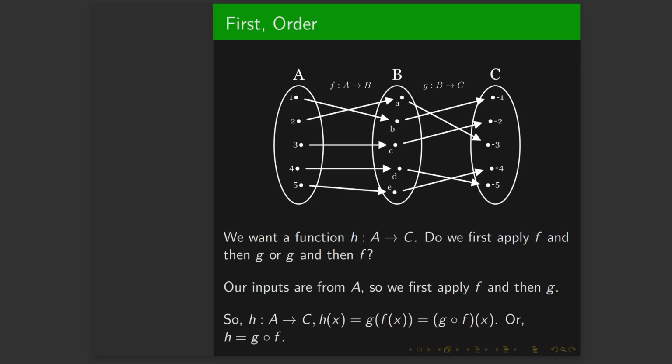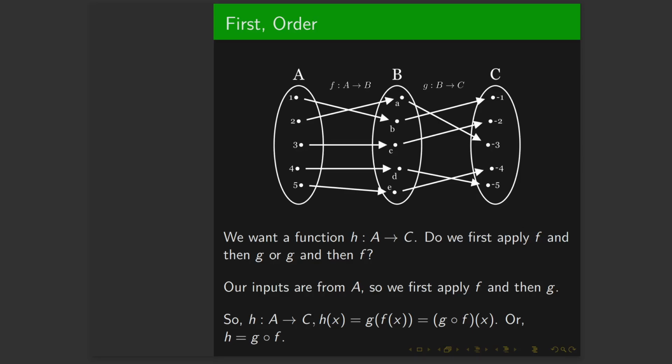The idea is this: we want a function h that goes from A to C, that uses the function f and uses the function g. So we have to apply one function, then the next function. Now the question is, what do we apply first? Do we apply f and then g, or g and then f? What we'll notice is that our function h goes from A to C, but our function f takes elements from A and puts them into B. So it makes sense that the first thing we'd have to do in order to make a function that goes from A to C is first apply f to get elements from A to B. Then we can apply g that takes elements from B to C. So we say that h of x is equal to g of f of x.